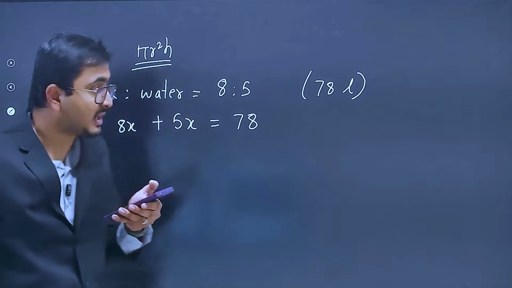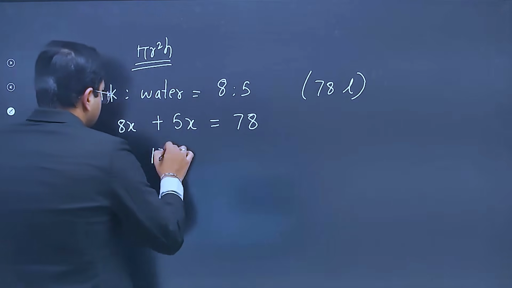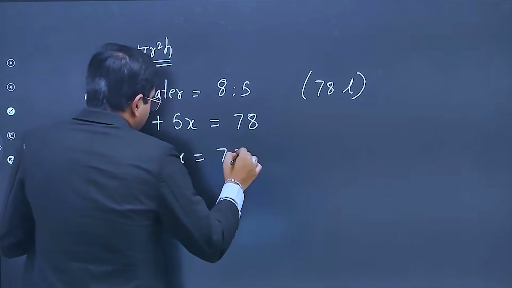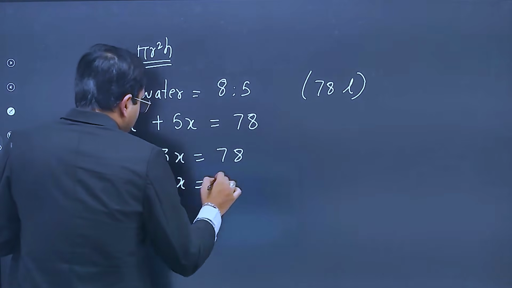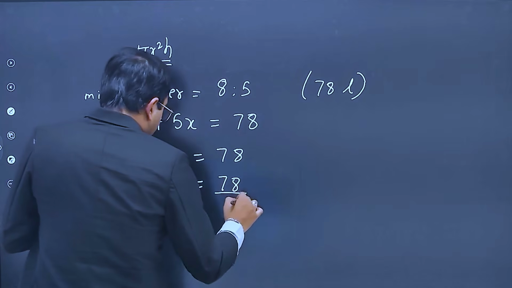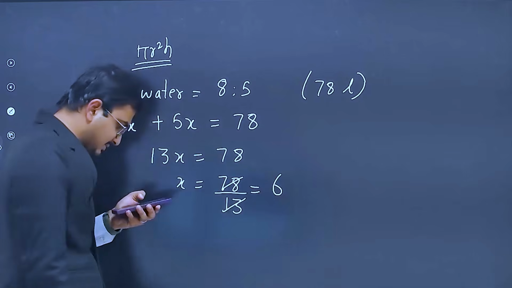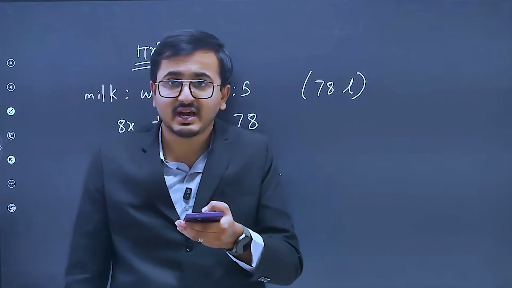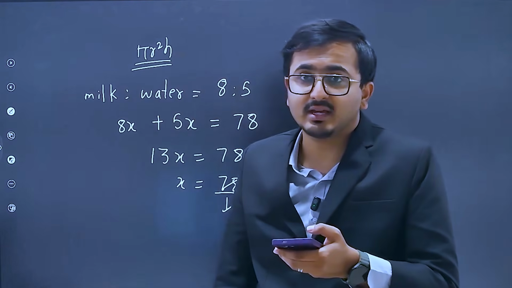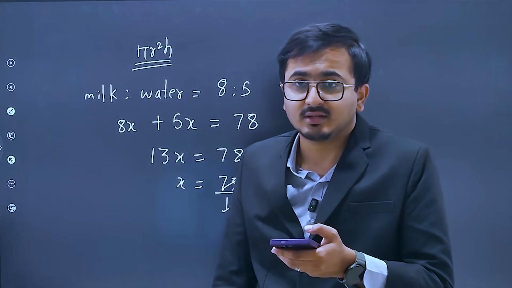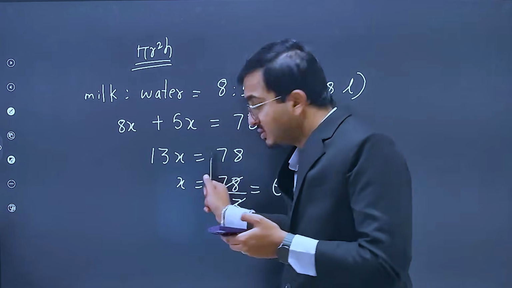Correct? Now, that is 13x equals 78. x would be what? 78 by 13. Beautifully, it will go 6 times. Okay? Clear? Is this step clear?